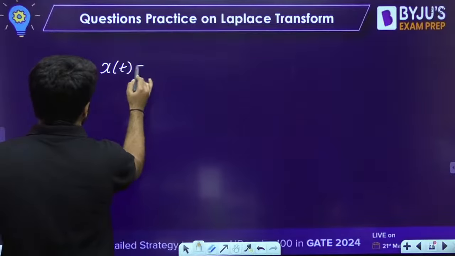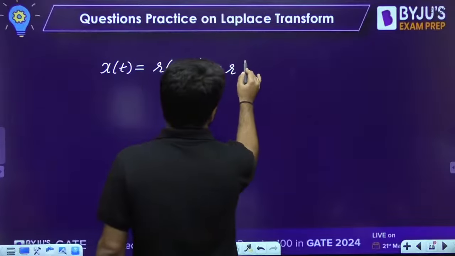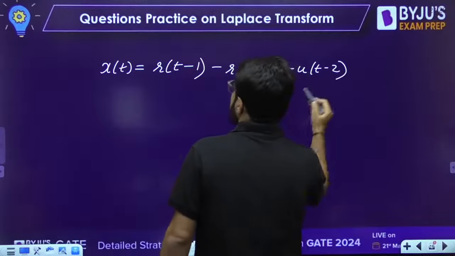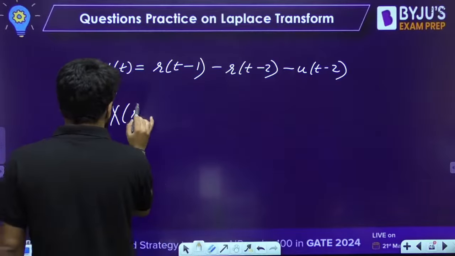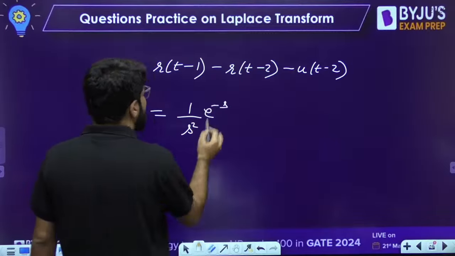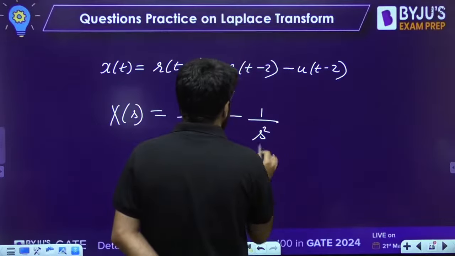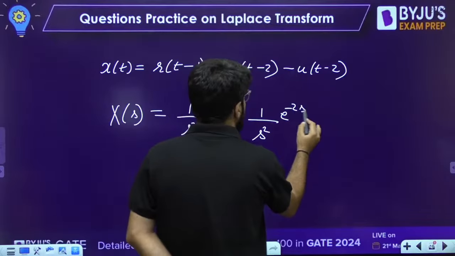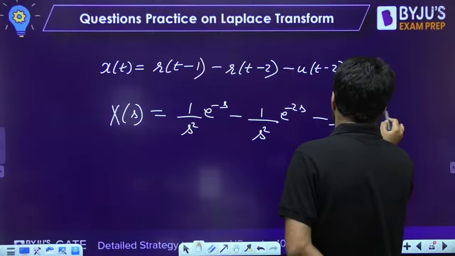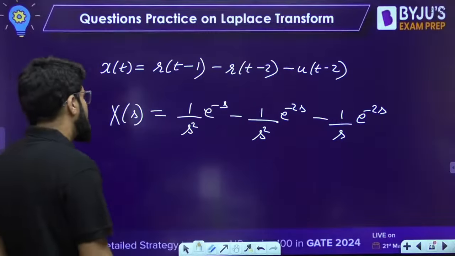So we have x(t). These waveform based questions are also important. We have it as r(t-1) minus r(t-2) minus u(t-2). So what is X(s)? r(t-1): ramp is 1 upon s square. So for r(t-1), time shifting, e power minus s will come. Minus r(t-2): so 1 upon s square, e power -2s. Minus u(t-2): 1 upon s, unit step, t-2, so e power -2s.